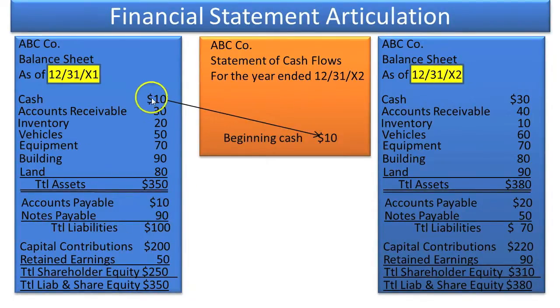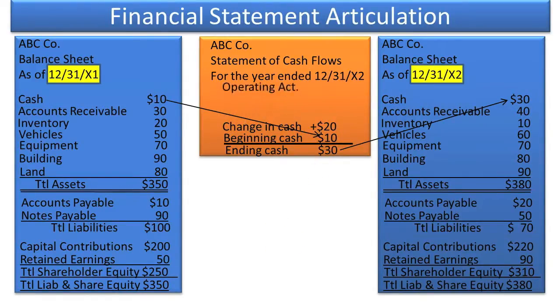It starts off by saying, hey, what was our beginning cash? Based on your bank reconciliation, you already know what your ending cash is. We can see that cash changed $20. Cash went from 10 to 30. It went up $20. So the statement of cash flows explains what are the activities that caused it to go from 10 to 30. They are operating activities.